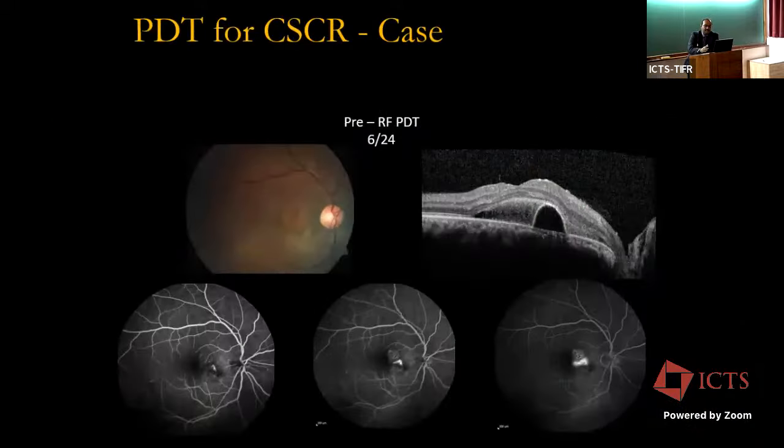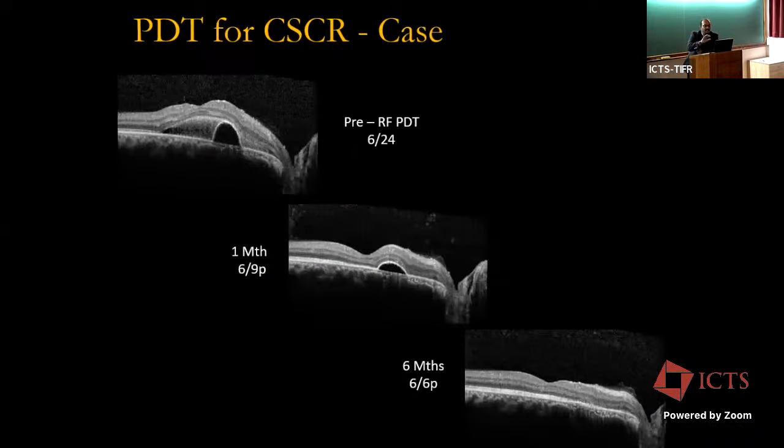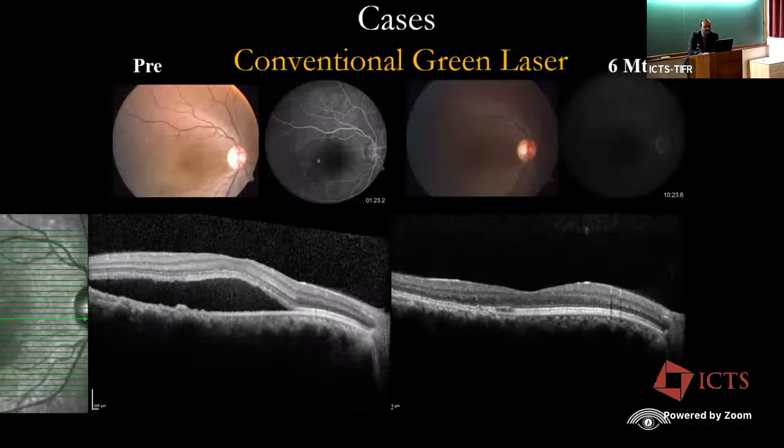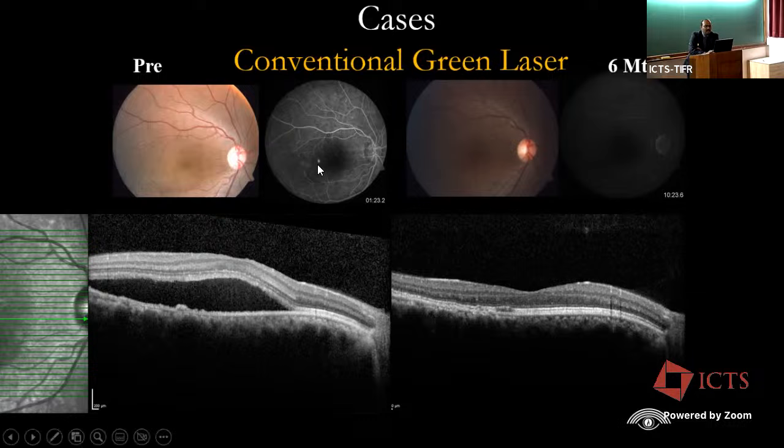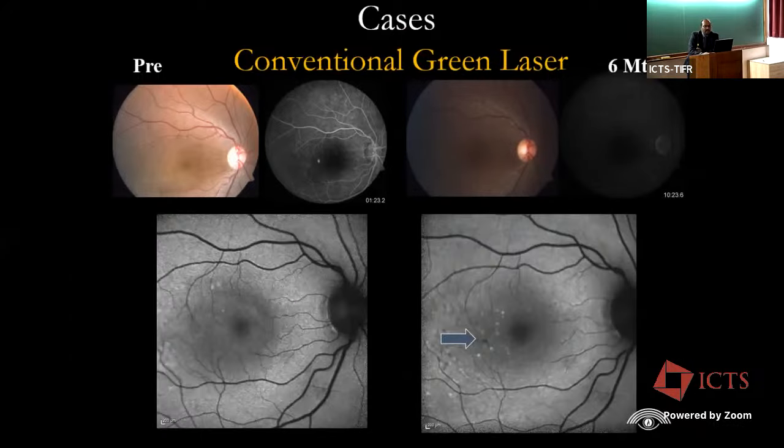So this is an example of a CSCR case where we gave photodynamic therapy, and you can see the slow reduction. In the first month itself, all that subretinal fluid goes, that PED, that bump, reduces, and then by 6 months, it's all done. Another case with conventional green laser, you can see this little spot here, the leak here, treated with the focal one-spot laser, and then complete resolution. And you can see the trace of that spot here on autofluorescence.